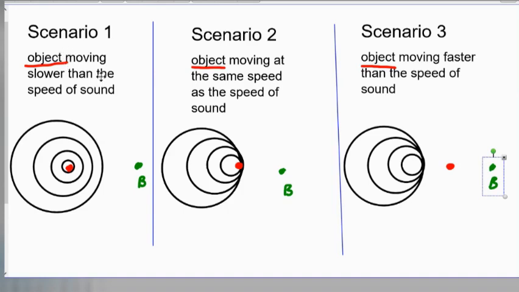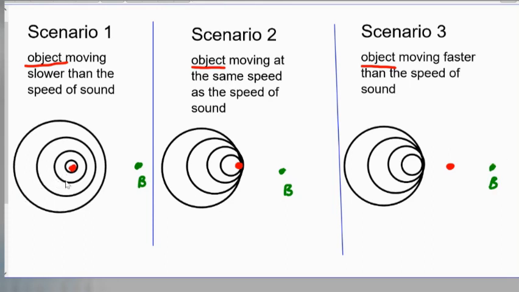Let's look at three scenarios here. And this applies to the water waves we've already done, the sound waves I'm going to talk about now, or even the movement of light, which we're going to get to shortly. In the first scenario, we have an object. I've got the object here in red. So let's say it's an airplane, and it's moving slower than the speed of sound. We get a person here on the ground. And what would they observe?